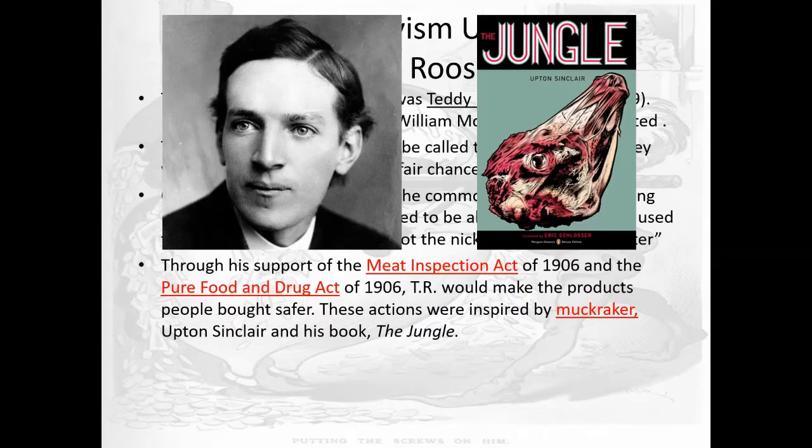Of course, his book was all about the meatpacking industry and how it abused its workers, but people who read the book didn't care so much about the abuse the workers were undergoing. They cared about what was going into their food and how their food was being made. And Roosevelt got the ball rolling after he read this book. He wanted these laws passed so that people would have safer food. And of course, we have the FDA today. The Pure Food and Drug Act created the FDA.